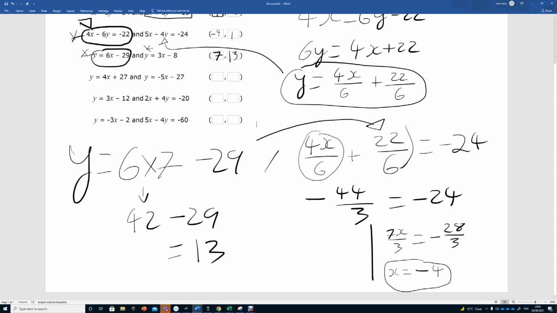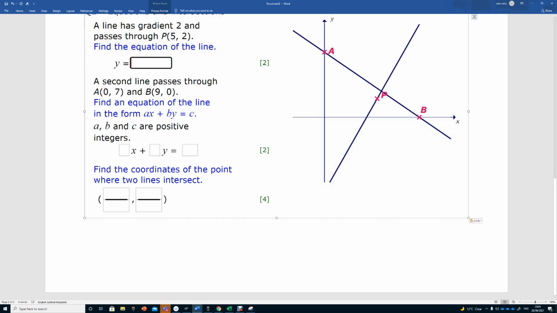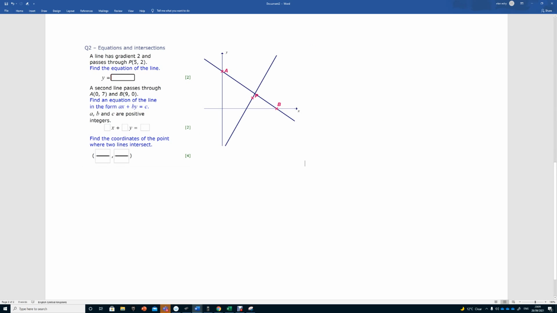So I'll just grab the next question. Equations and intersections. The first one: a line has gradient 2 and passes through P, 5, 2. Find the equation of the line. Well, we know that the equation of a line is y equals mx plus c, where m is the gradient and c is the y-intercept.